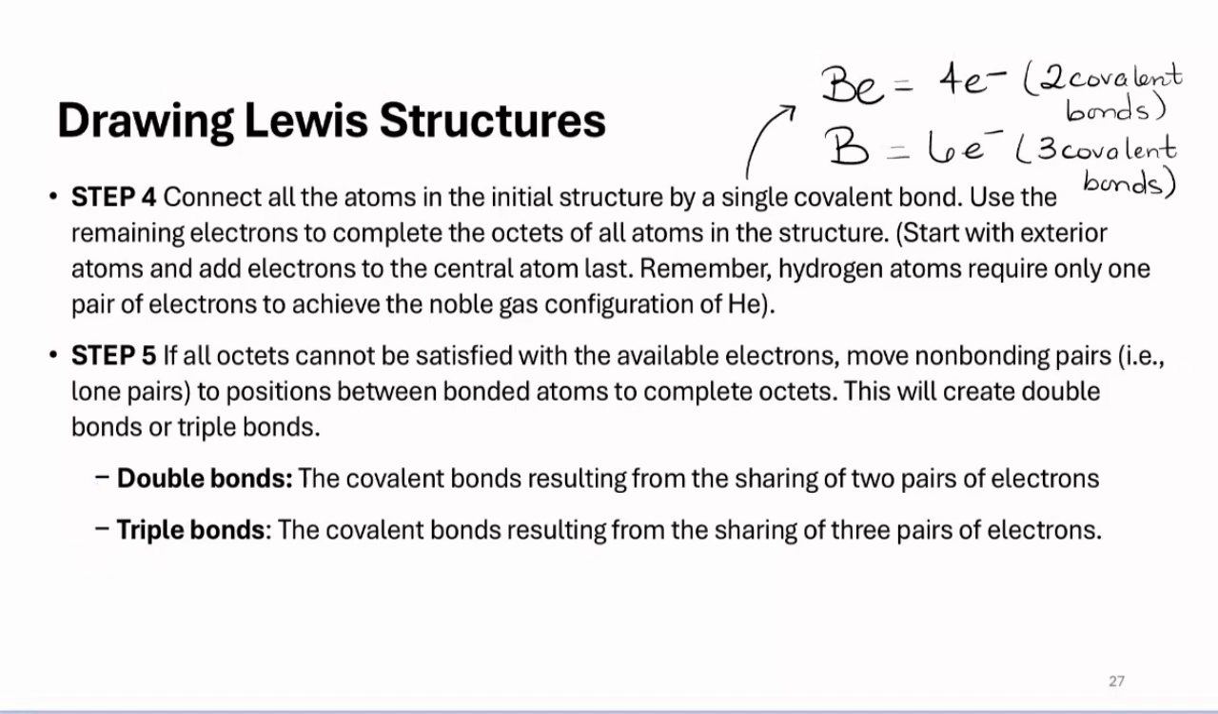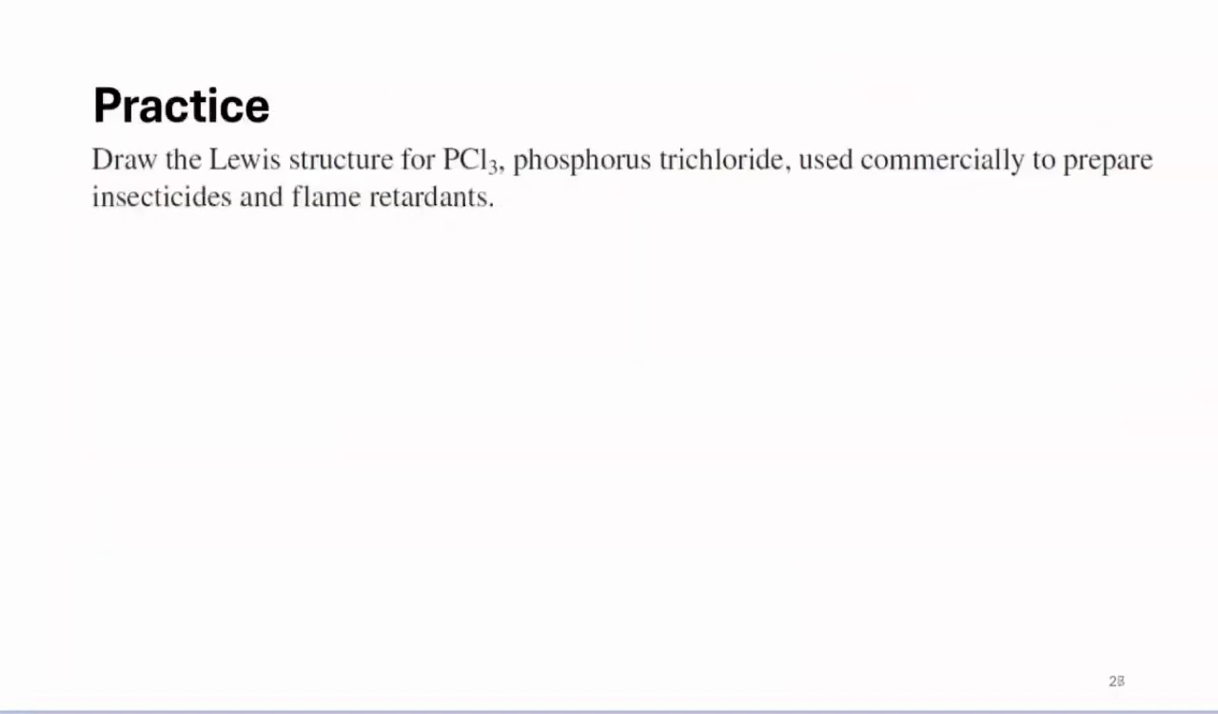Let's do an example of these steps by building specifically the Lewis structure for phosphorus trichloride, which is a compound that is used commercially to prepare insecticides and flame retardants. So first, let's make the list of the atoms in this chemical formula. In PCl3, I have phosphorus and I have chlorine. I have 1 phosphorus and I have 3 chlorines.